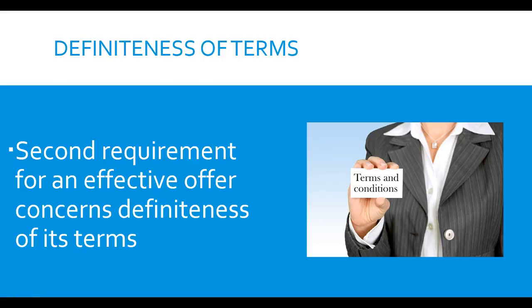The second requirement for an effective offer concerns definiteness of its terms. A contract must have reasonably definitive terms so that a court can determine if a breach has occurred and can give an appropriate remedy. An offer may invite an acceptance to be worded in specific terms so that the contract is made definite. For example, an offer may specify that a quantity be stated in acceptance. If the quantity is not so specified, there may be no enforceable contract.